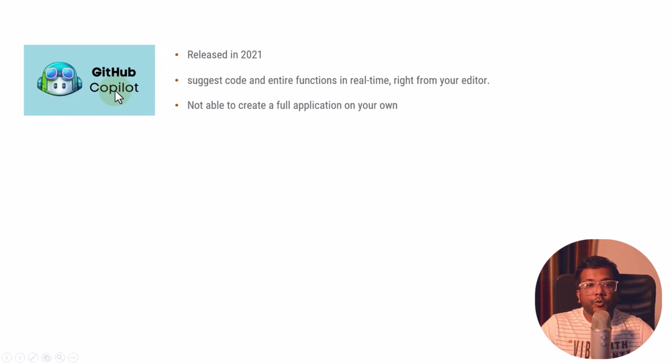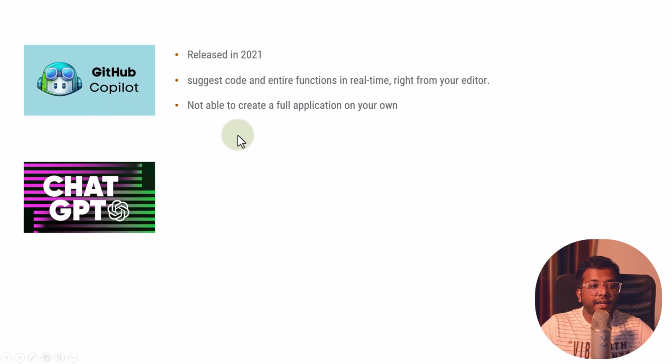But GitHub Copilot is not able to create a full application on its own. Let's say you want to create a to-do application. GitHub Copilot will not be able to generate the whole application. It can mostly generate real-time functions, or suggest some code changes, but not the full application.